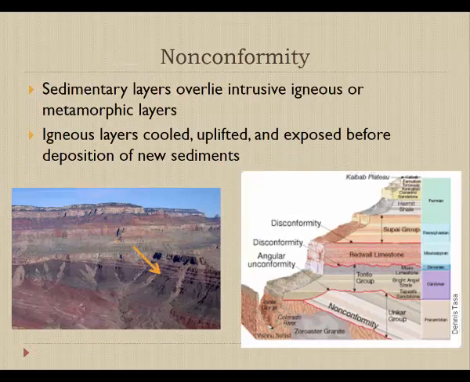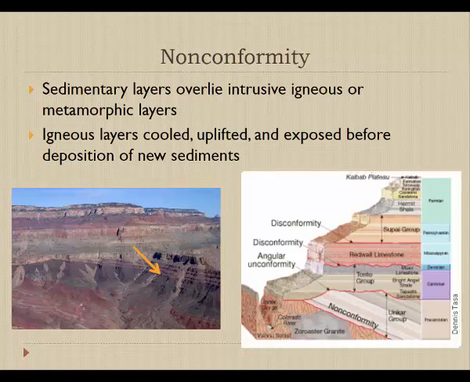The next type of unconformity that can occur is called a nonconformity, and this happens when sedimentary layers overlie intrusive igneous or metamorphic layers. In this case, we know the conditions that would be required for an intrusive igneous rock or metamorphic rock to form are very different than the kinds of environments where sedimentary rocks form, right? We know magma chambers exist deep down in the earth. We know metamorphic change occurs deep in environments of high pressure and temperature.